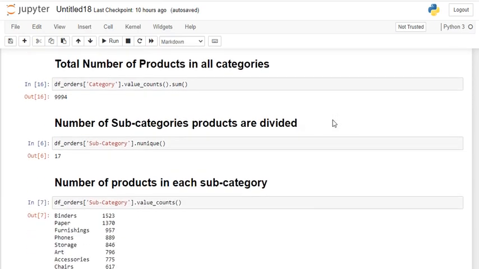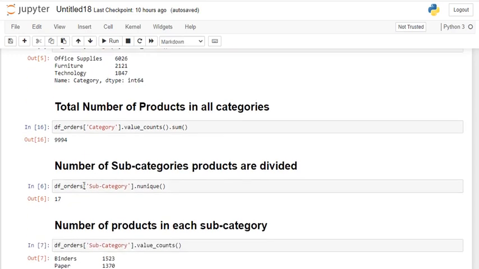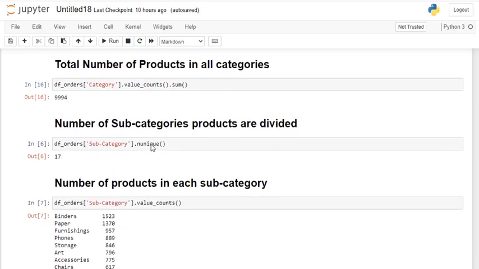Total number of products in all categories. So the total number of products in all categories is around 9994. Here in categories, individually we called to know how many items are there in each subset, and all together, 6026, 2121, 1847, comes to the value of 9994. So this will be the total number of products in all categories.